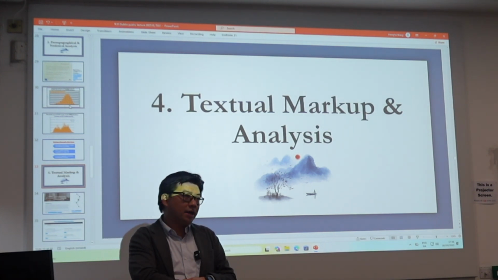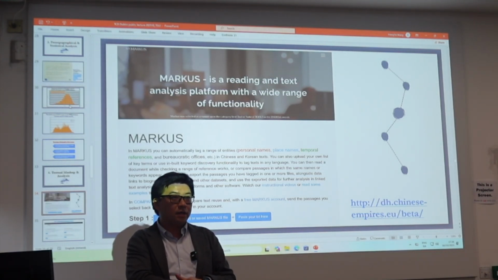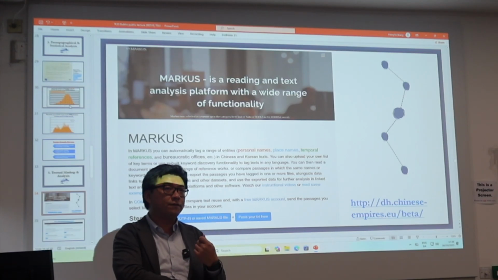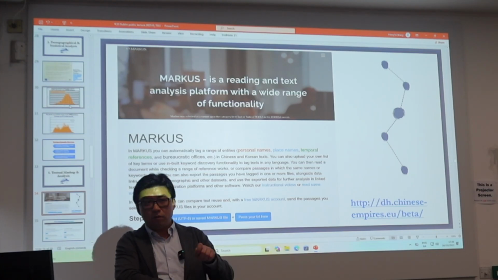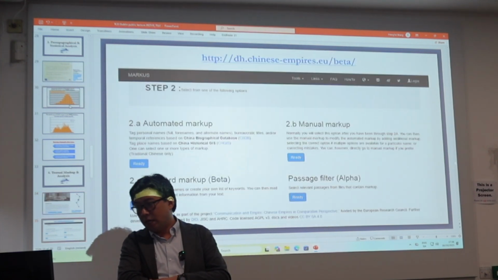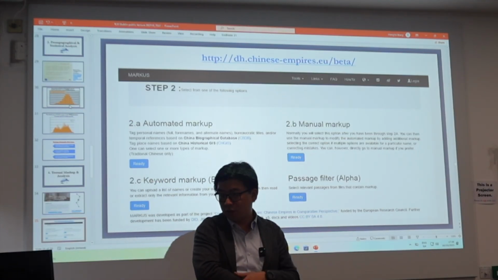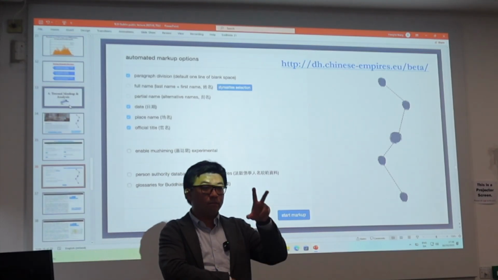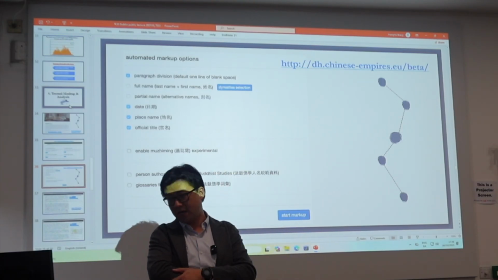And finally, textual markup and analysis. So the platform that I mentioned just now, Marcus, is for classical Chinese and also Korean. It's an automated markup platform, and it also involves functionality integrating with CBDB data. So you could upload any text and tag it with matched CBDB and CHGIS data entries. In other words, tagging the names and the dates and the place names in a text.